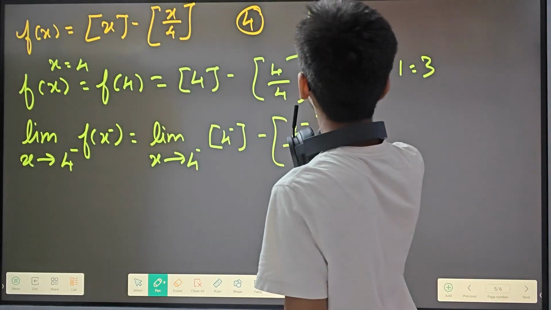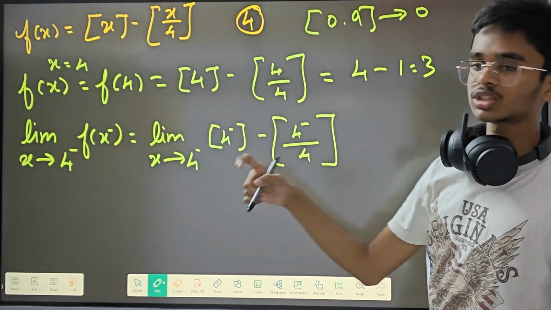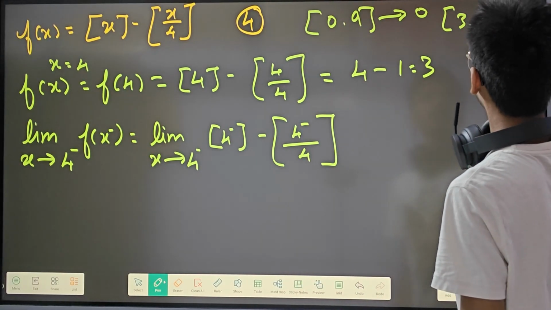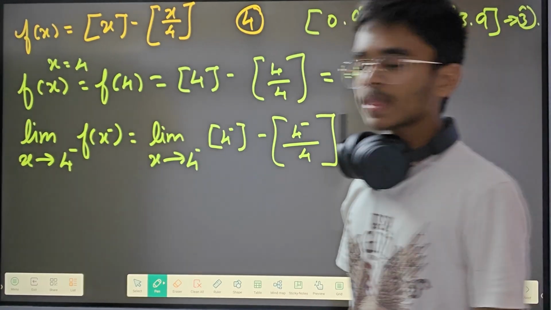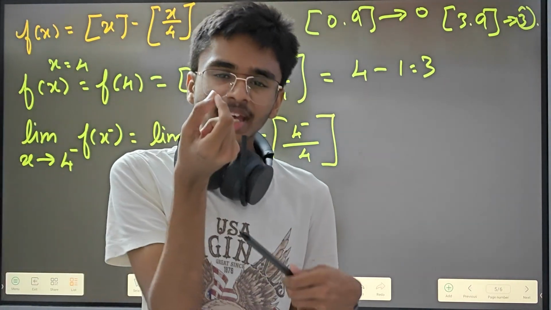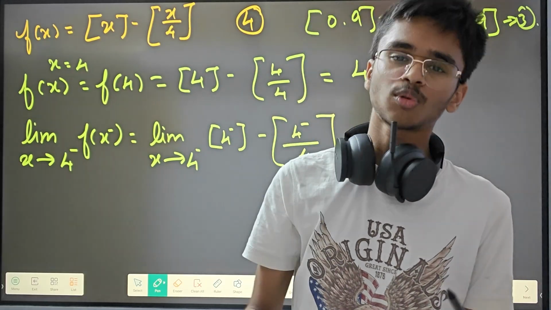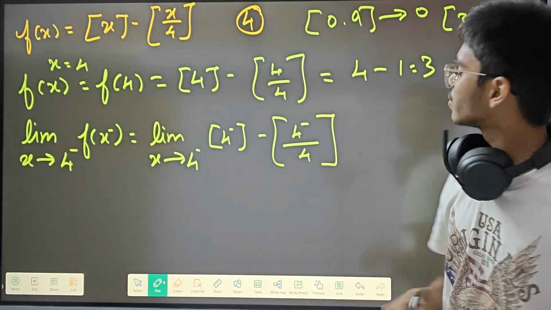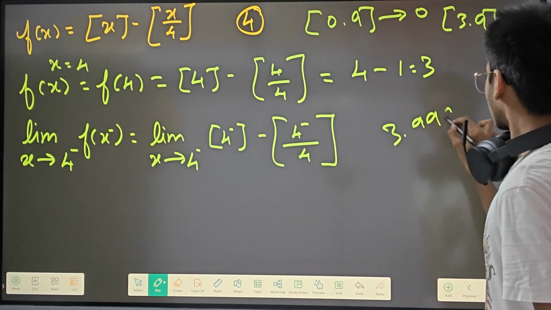When you are having something like 0.9, it will be converted into 0, when it is the greatest integer function. When you are having something like 3.9, then it will be converted into 3. So see, 4 minus, now what? It is some number which is very slightly lesser than 4. That means it will be approximately 3.9999999.